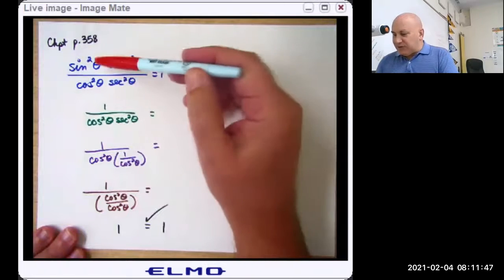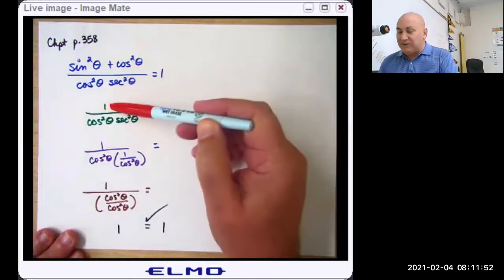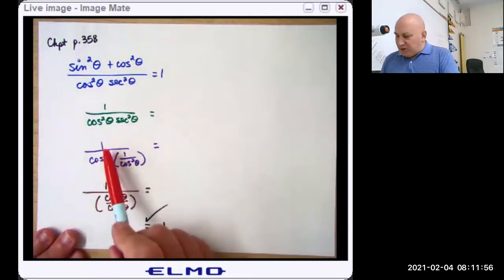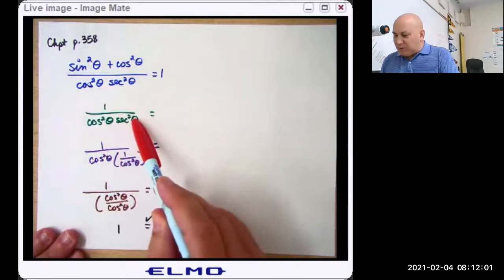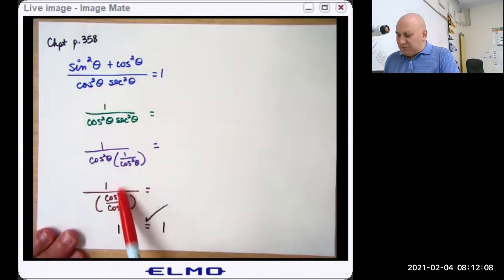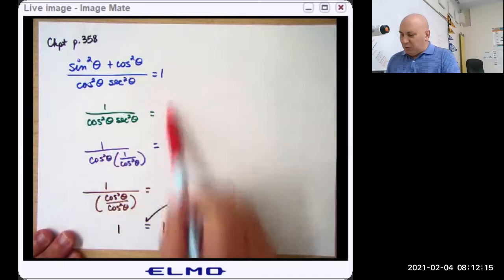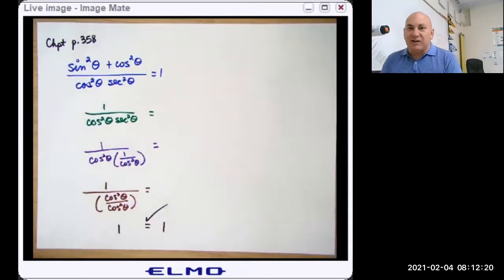So the first thing I notice is that sine squared theta plus cosine squared theta. That's one of our fundamental identities. That's 1. Okay, I'm getting closer. Now, I don't see any other option but to replace this with 1 over cosine squared theta. And then you see the cosine squared thetas cancel to get 1. And now I've shown that this left side is 1, which is equal to the right side. And I put a check mark over that equal sign saying, yep, I'm done.